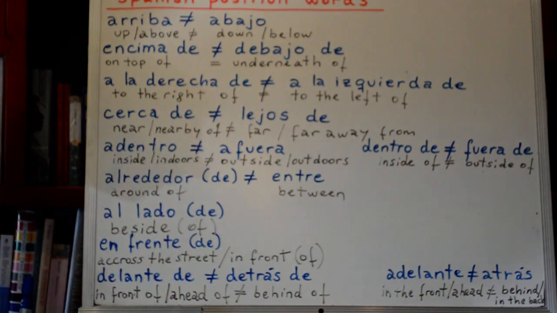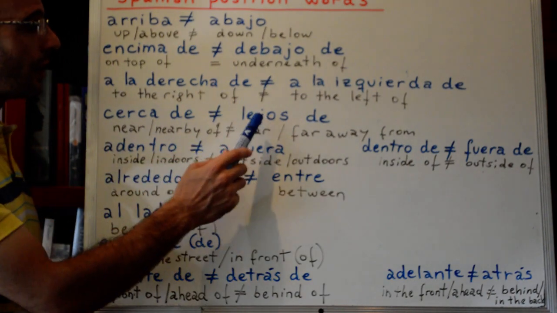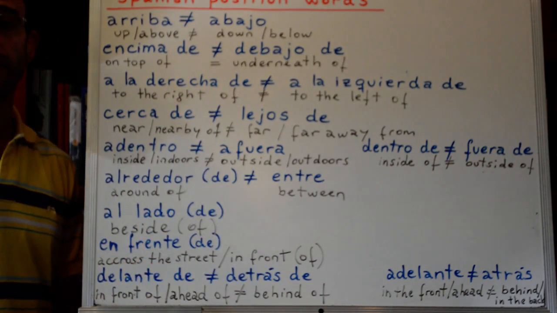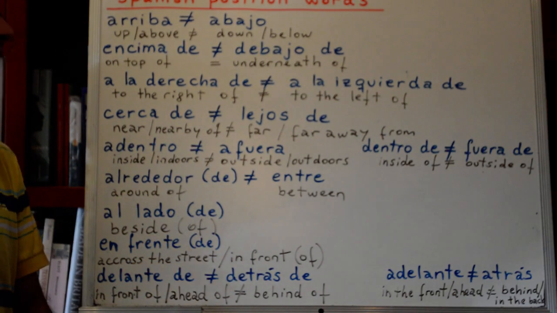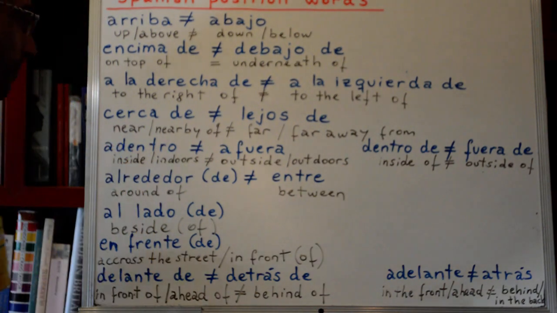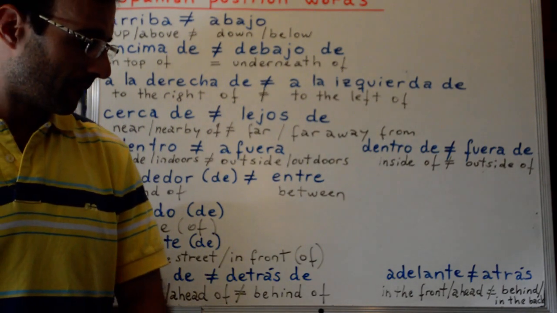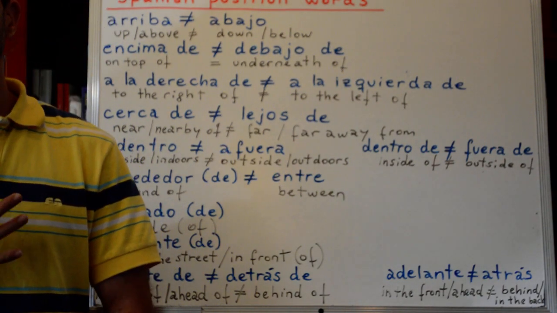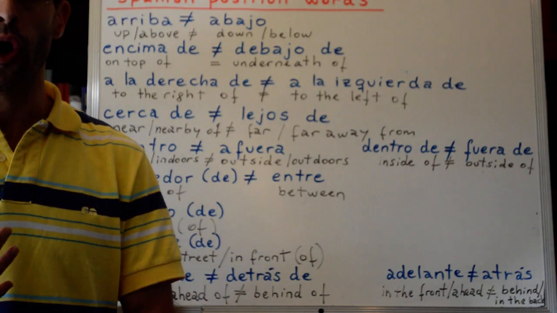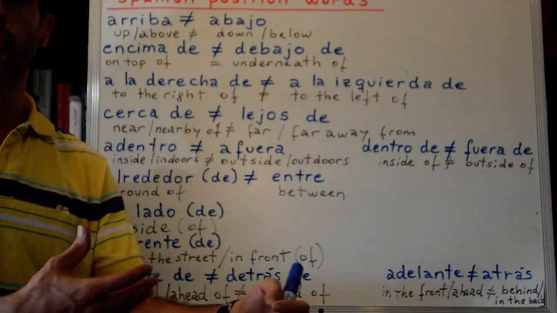Cerca de and lejos de. Cerca means near, lejos means far or far away. Cerca de, near something, right? Lejos de, far from or far away from something. Okay, example. Mi casa está cerca de lo de Juan. My house, my home, is near or nearby Juan's.